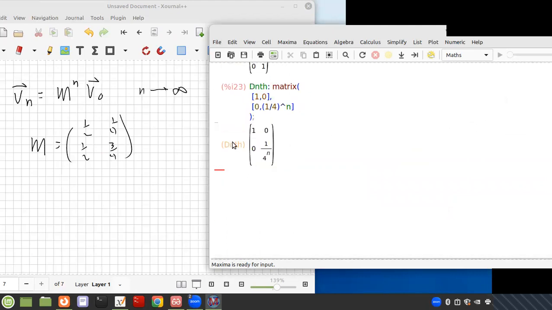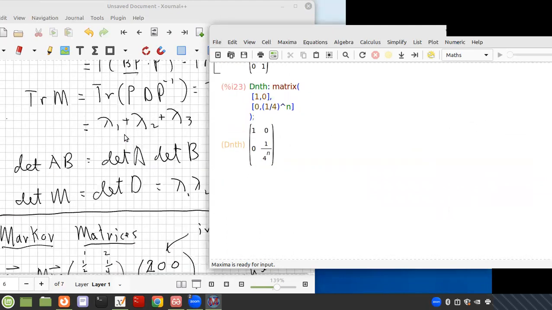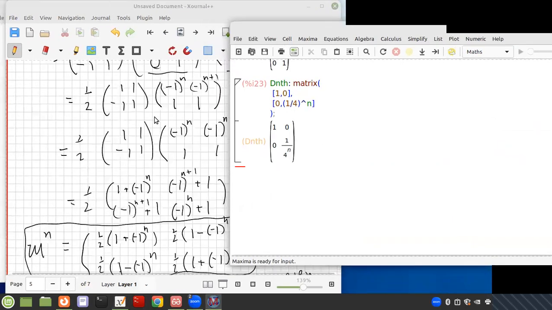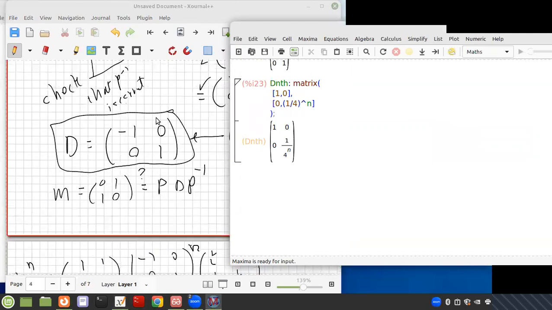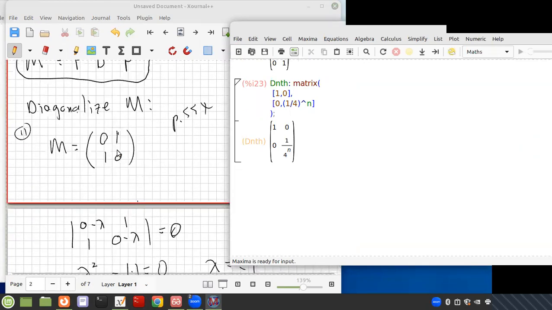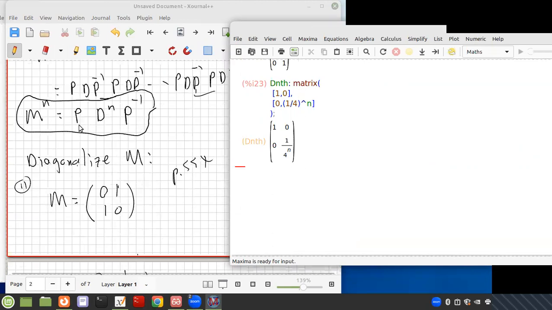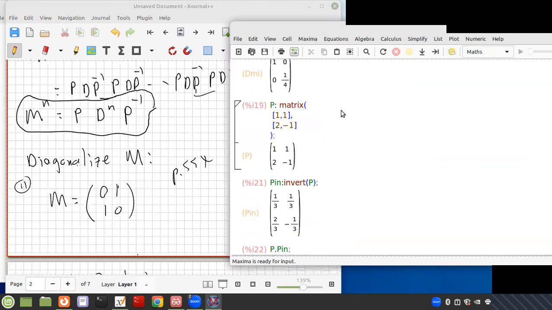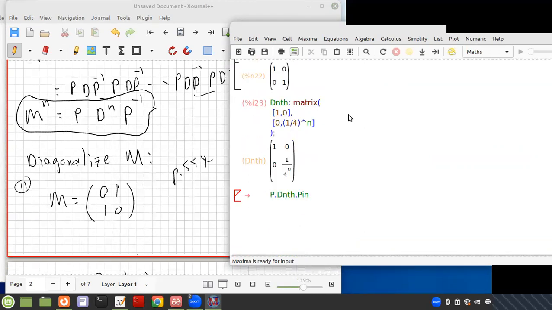And so then we want to find, I believe, let's get it the right way around. D to the n is the diagonal matrix to the nth power, which we can construct explicitly. And here we want P times D to the nth times P inverse. Let's see, what is it? P is that one, P inverse, okay.